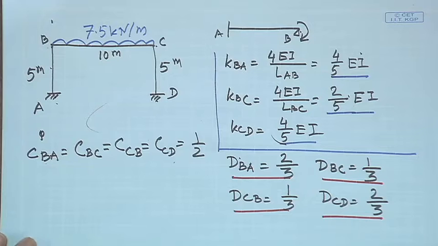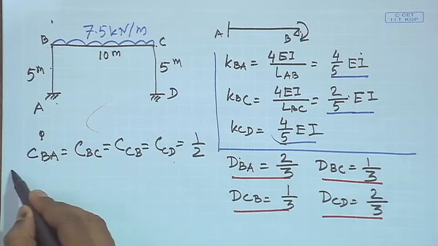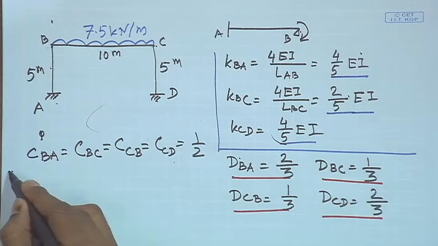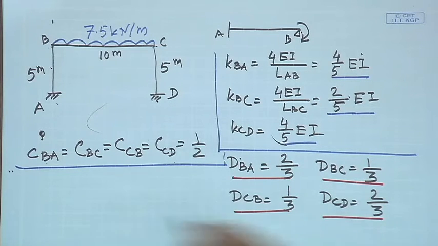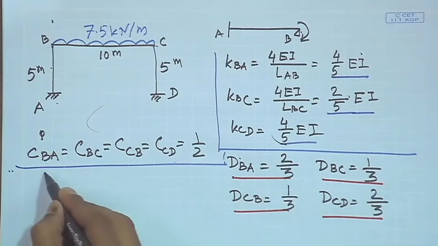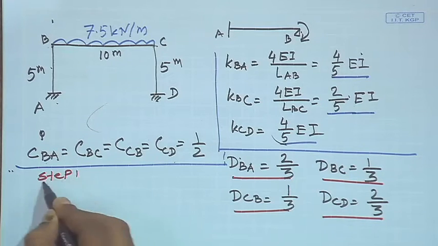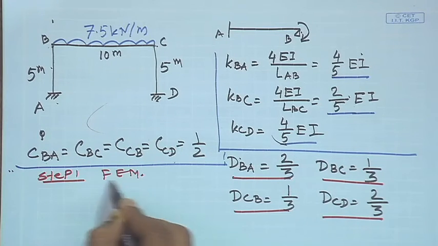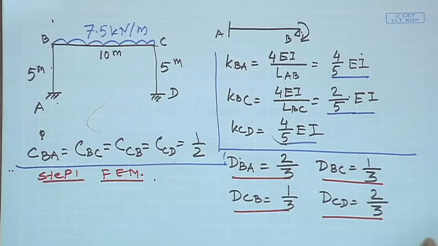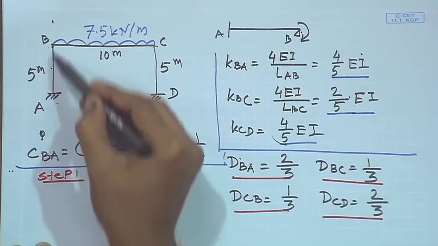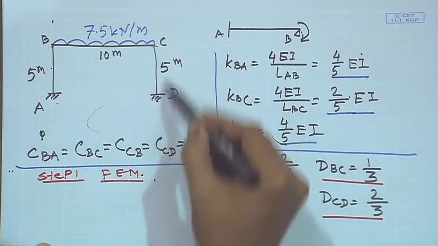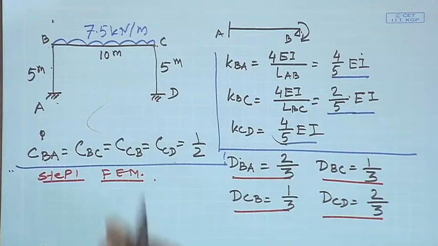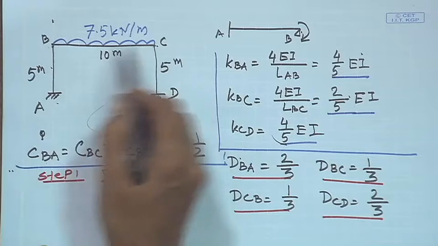Before we start the process, let us also find the fixed end moments, because that was our step 1. Step 1 is fixed end moments. For AB, you see there is no load, so the fixed end moment for AB will be 0, and the fixed end moment for CD will be 0. The only fixed end moments we have are for BC.